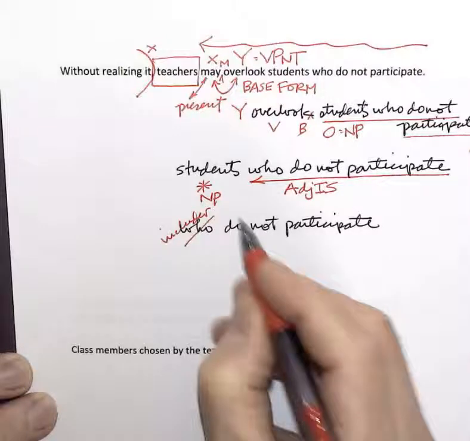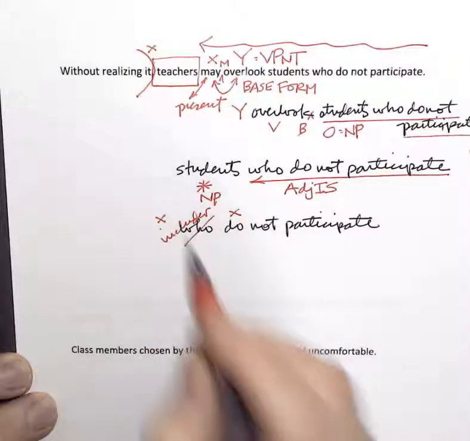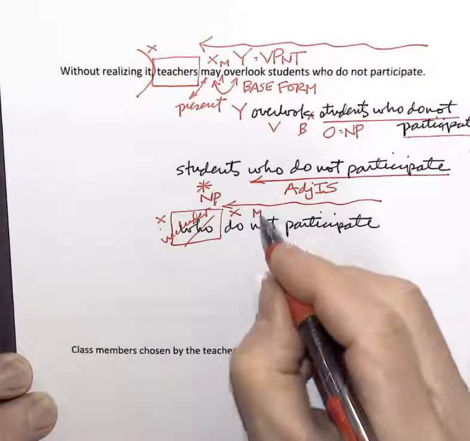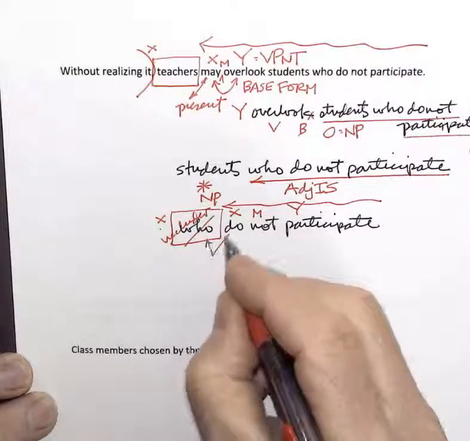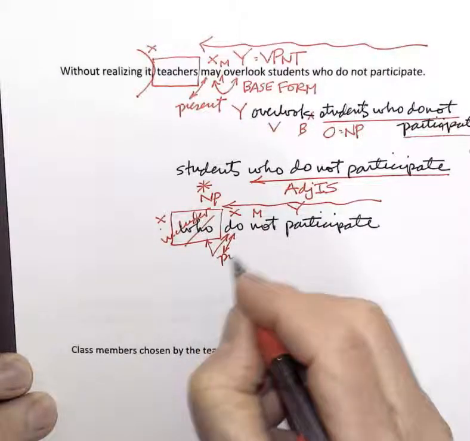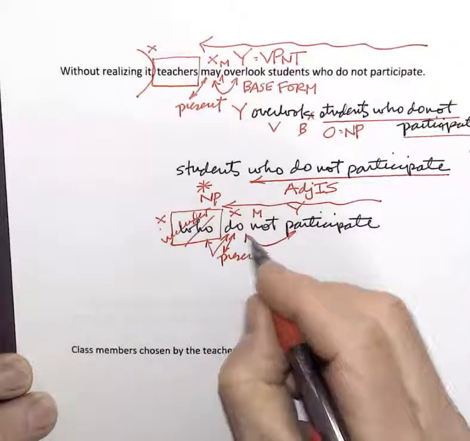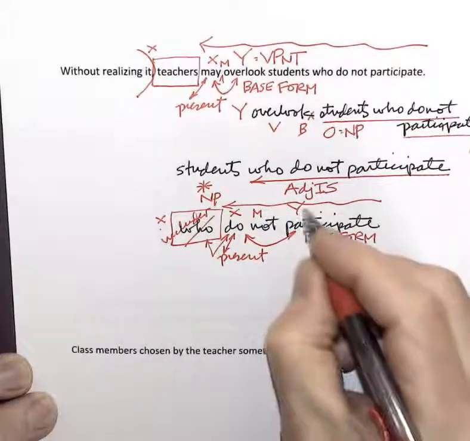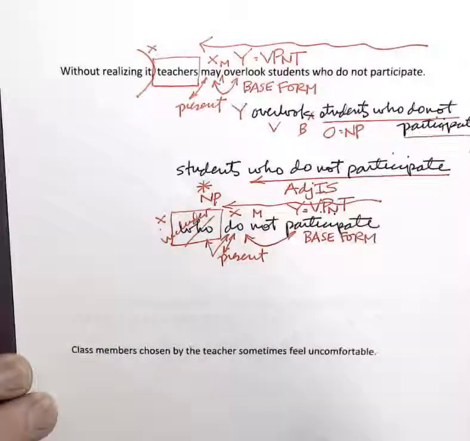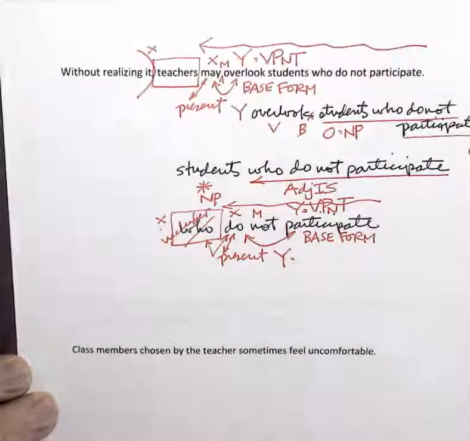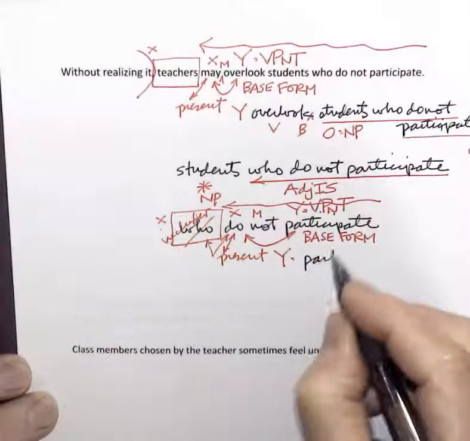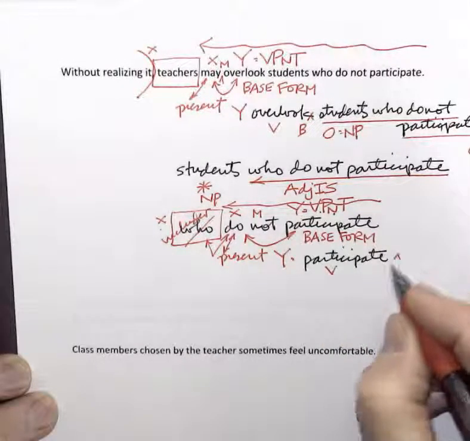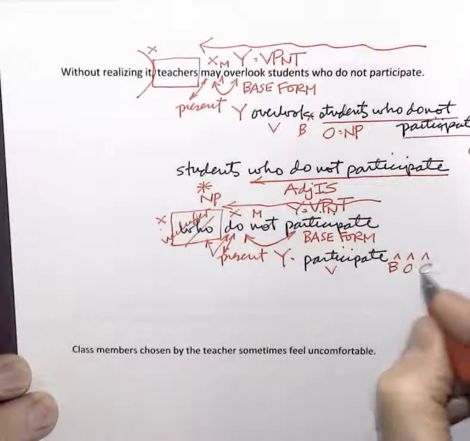We'll take a look, are there any shifters? No. We'll find the X word places. We'll put a box around the subject place. We'll indicate the predicate, the M place, the Y, and show the ties. Present, base form, and Y is a verb phrase, no time. Let's rewrite the Y. Participate. And we'll show the verb, particle, object, and complement places.